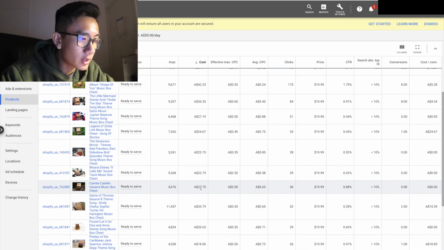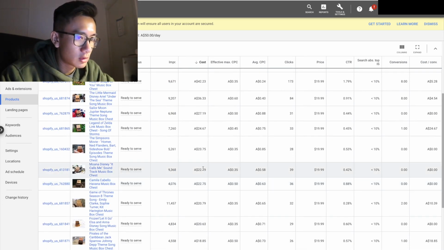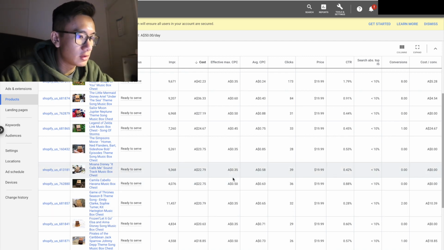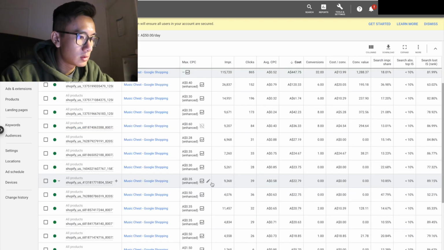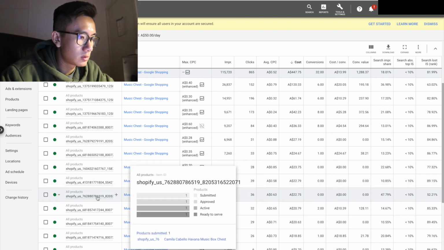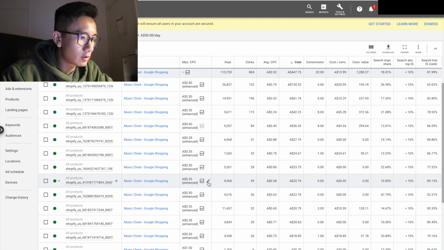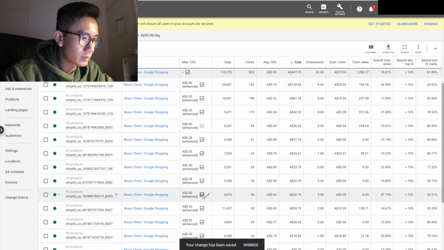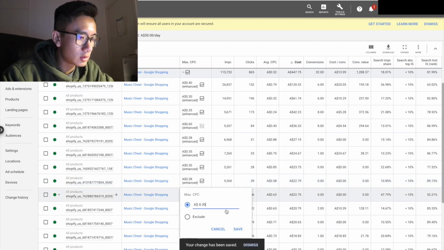Camila Cabello spent $22. Also Moana spent 22, so these both need to be half. So this is going to go down to 30. I'm going to decrease both down to 30. Moana should be on top. Moana might even go down to 28. This one I'm going to go down to 30.